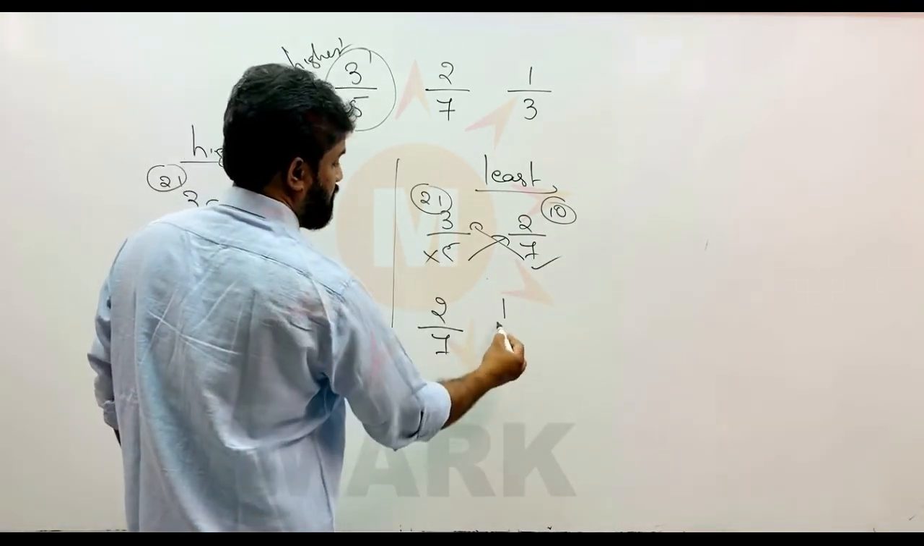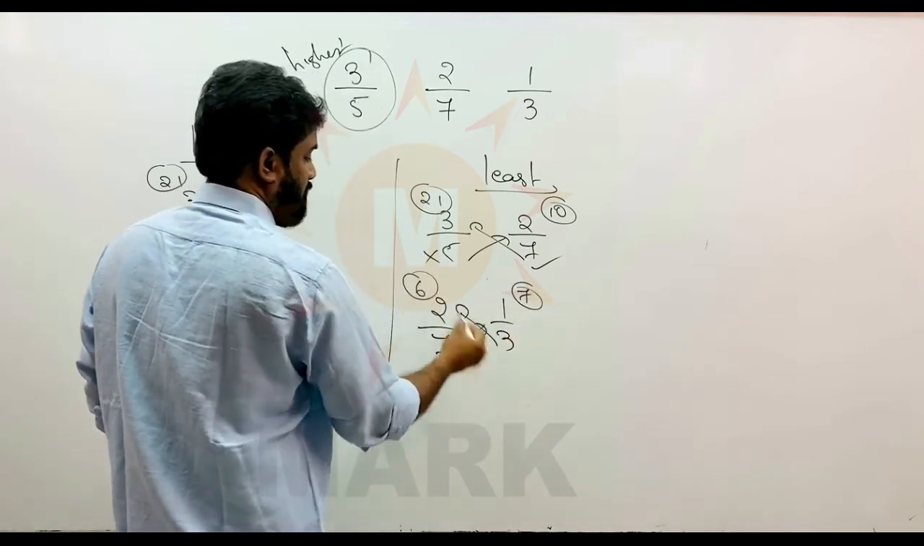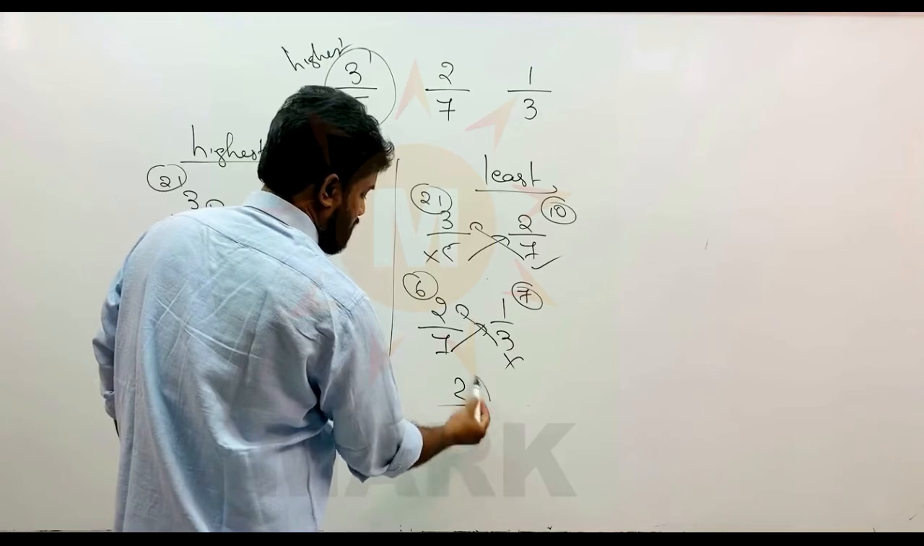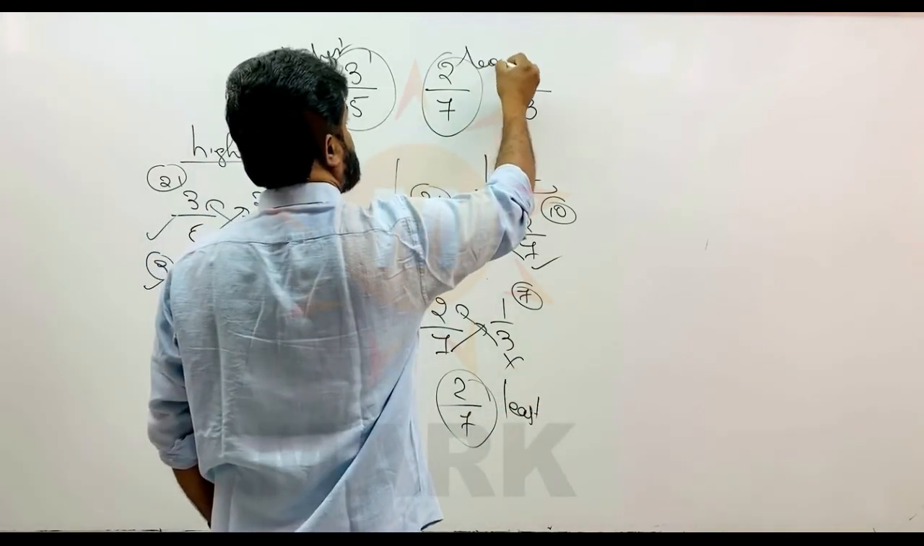Again 2 by 7 and 1 by 3. 7 1s are 7 and 2 3s are 6. So I am leaving this one. 2 by 7 is of least value.